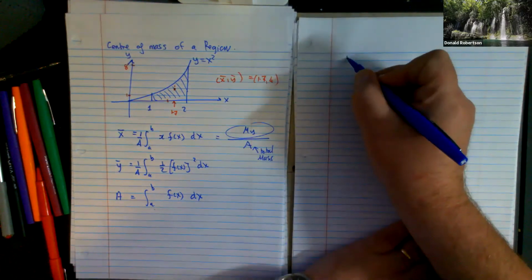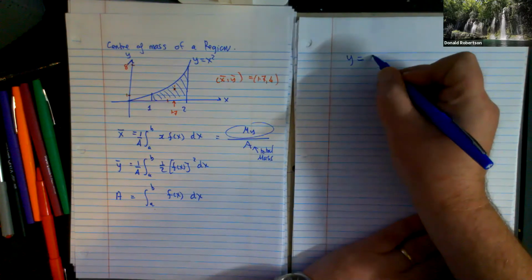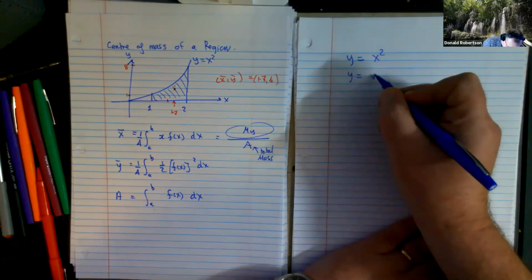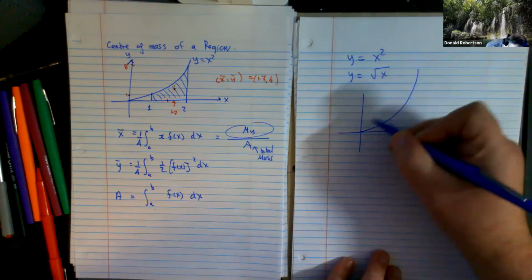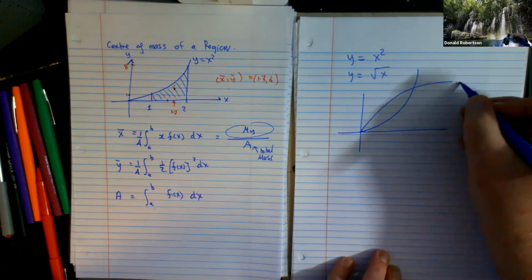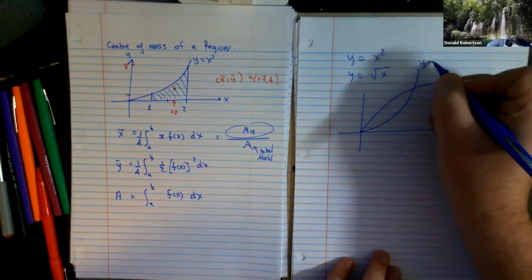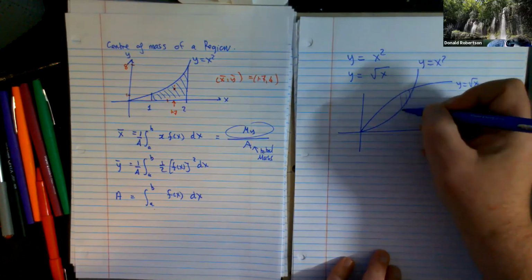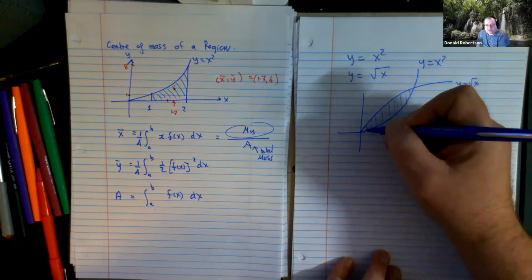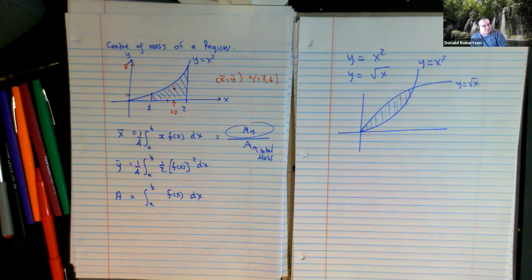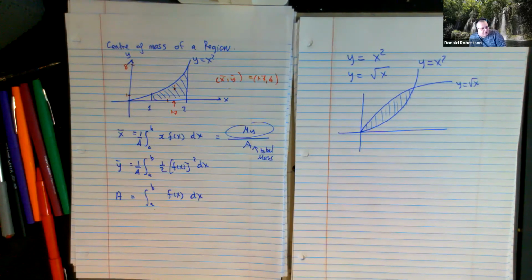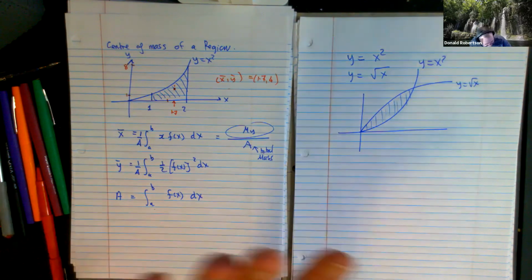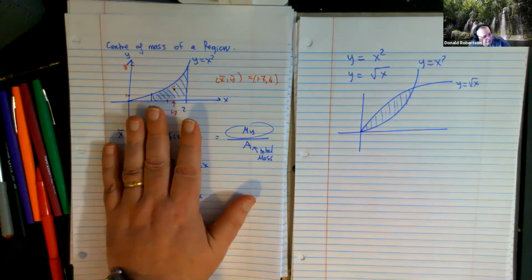Suppose you have two functions, one called x squared and the other called the square root of x. And the shapes look like this. So this is the square root of x and this is x squared. And we're being asked to find the centre mass of that shape. Now, can you see it's the area between two curves rather than the area under a curve? Agreed?